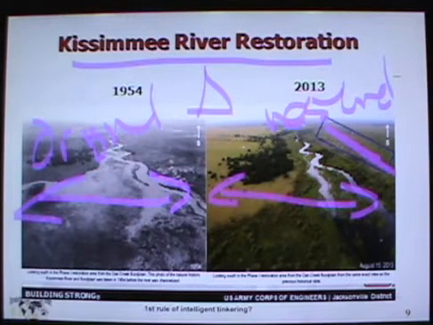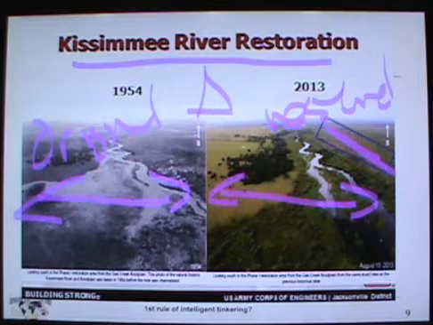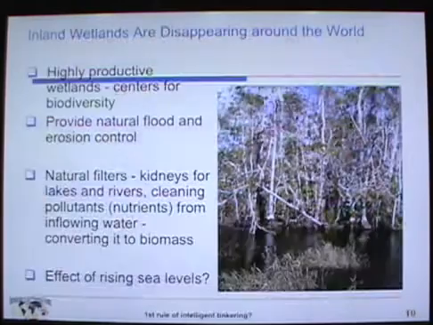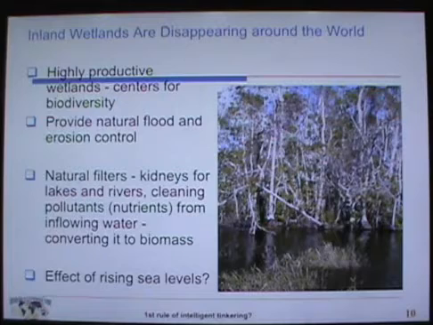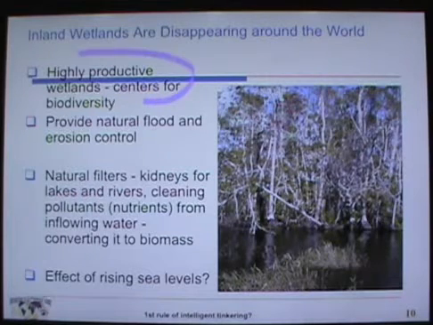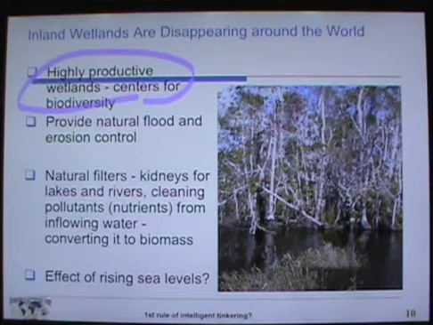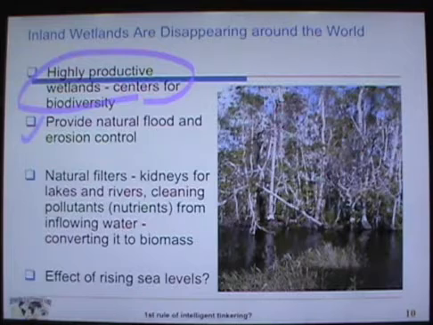Why have we done that? Well, because of the need for improvement, the need for water quality, the need for water storage, and then tremendous improvement we've seen over the channelized river in terms of bird populations and fish populations and just the overall wilderness along there. Inland wetlands are disappearing all around the world. The very highly productive centers for biodiversity. We talked about biodiversity before, talk about it again.